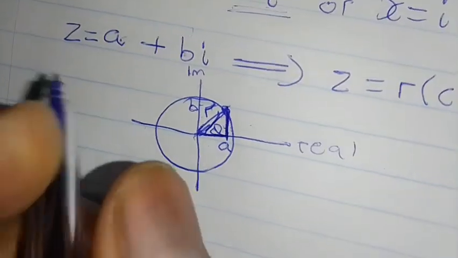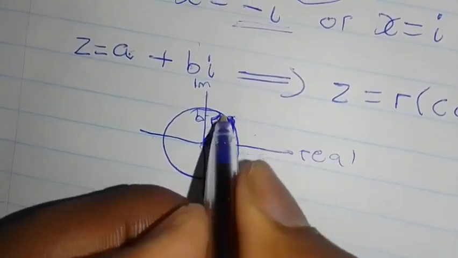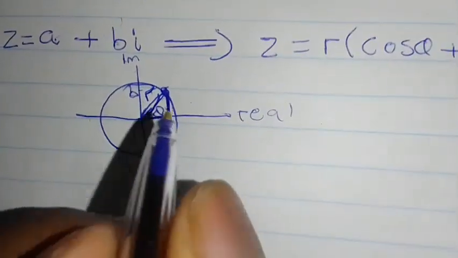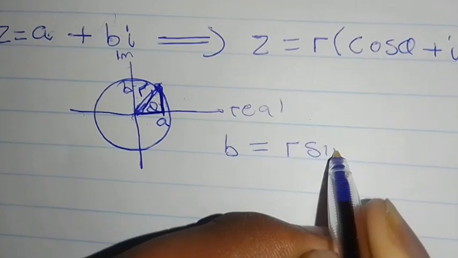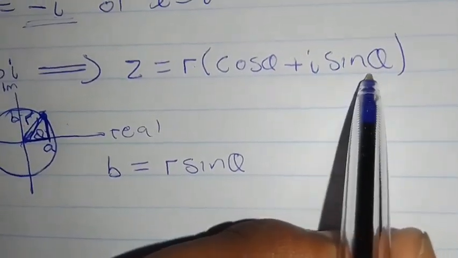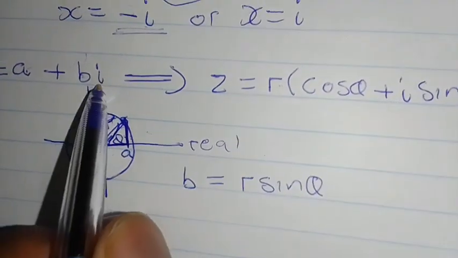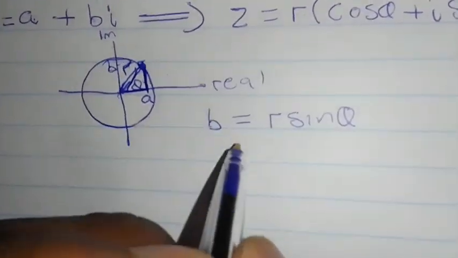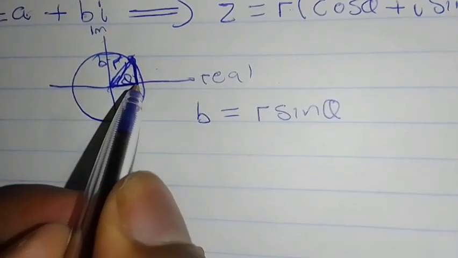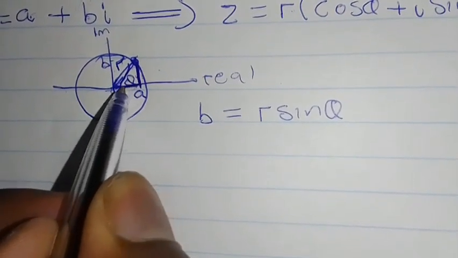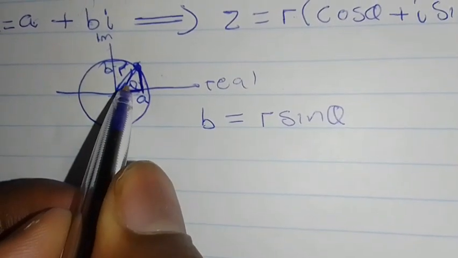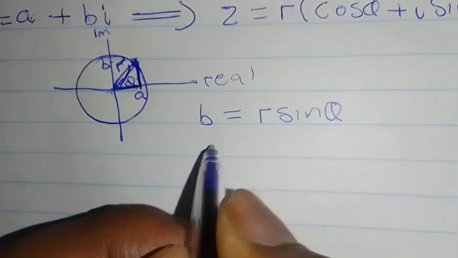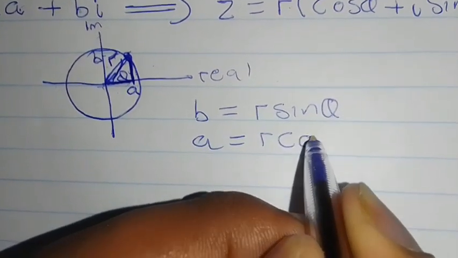And if you focus here, you're going to do trigonometry. So that means that b equals r sine theta. So if you say r multiplied by sine theta, you'll have b, and then you have that imaginary part there. So it's not really that complicated. Then for a, if you focus on a here, you notice that a is on the real number line, and then a will be r cosine of that angle. So a will be equal to r cosine theta.